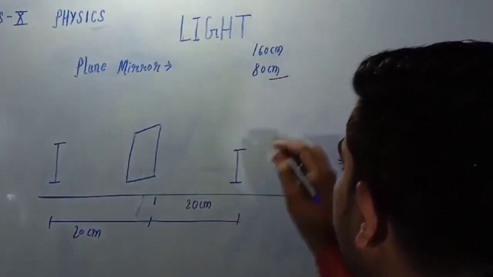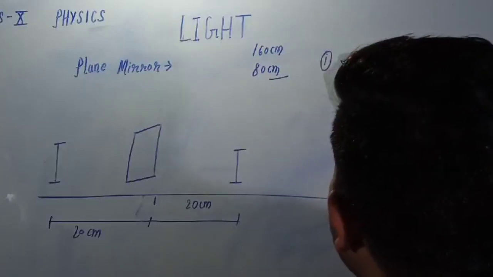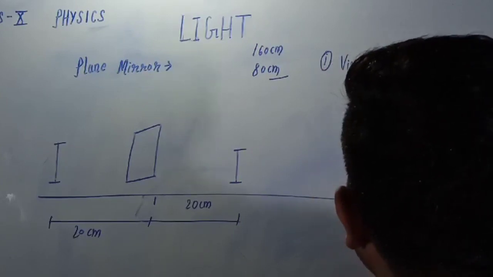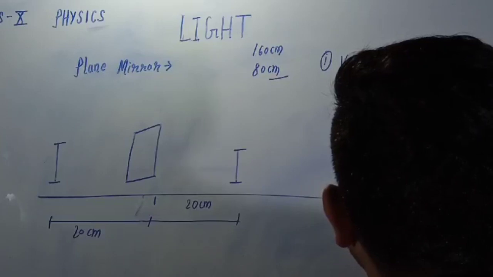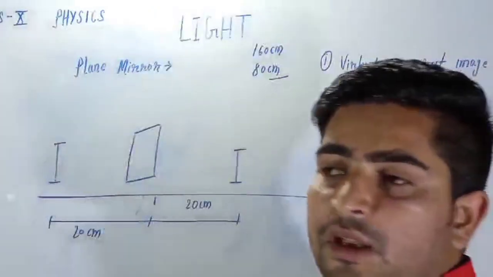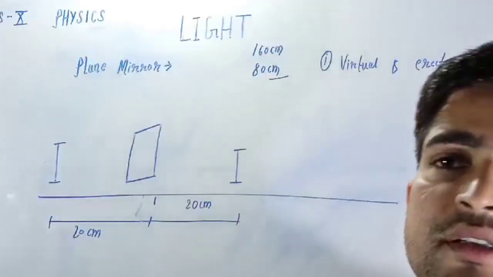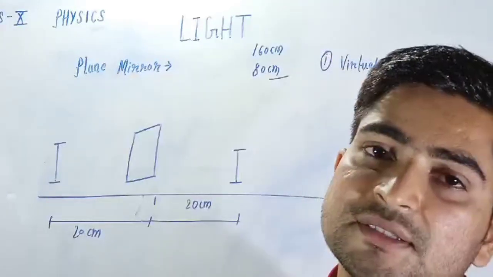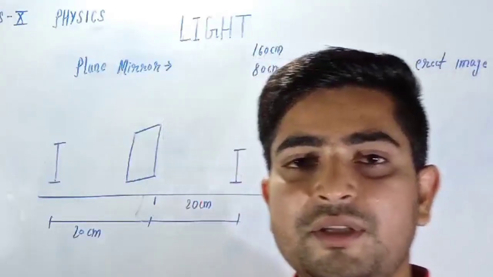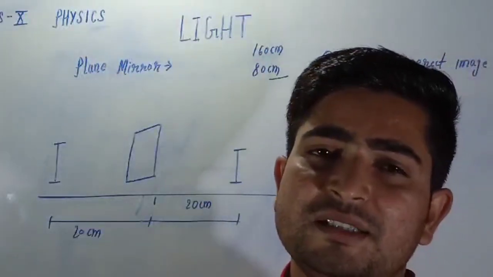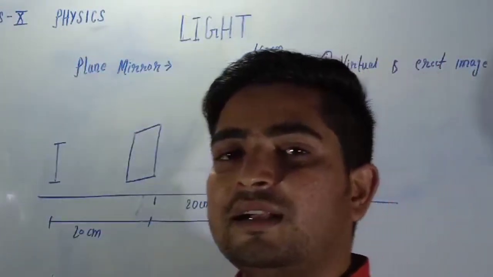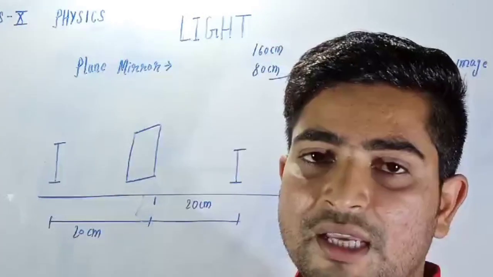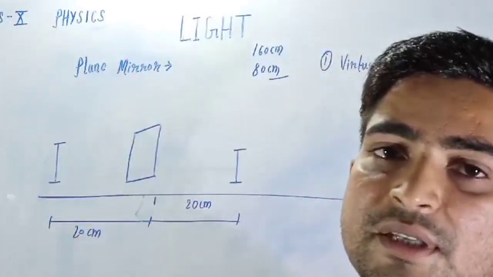The characteristics of plane mirrors are, first of all, it makes a virtual and erect image of any object. Virtual images are those images which cannot be projected on a screen, and real images are all those images which can be projected on a screen. And simply you can learn this by remembering that if the image is real, it will always be inverted, and if the image is erect, it means upright, then it will always be virtual.